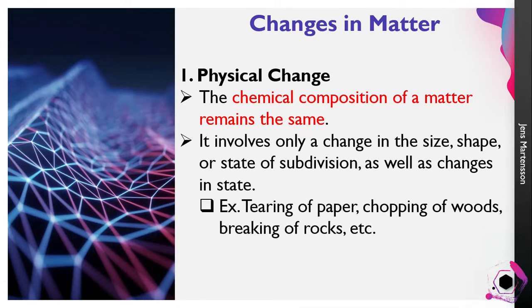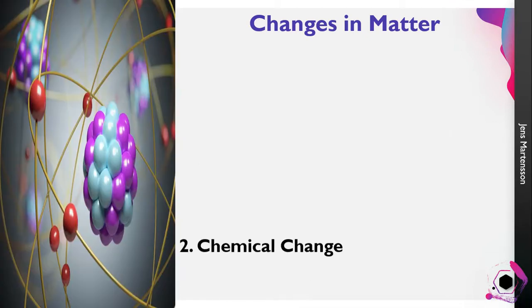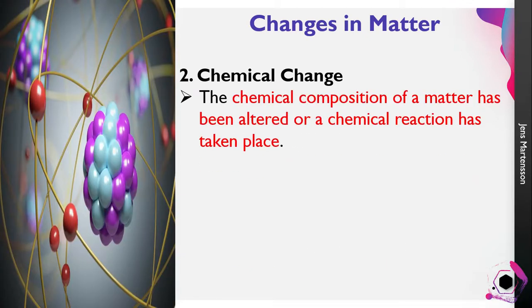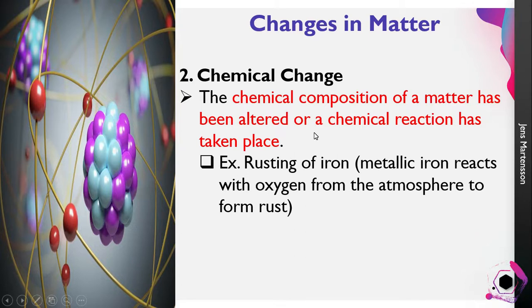Okay? And then we also have kini ang chemical change. So chemical change nag-involve na siya og change in the chemical composition sa isa ka matter in which it is caused by a chemical reaction. So chemical change, the chemical composition of matter has been altered or has been changed, or a chemical reaction has taken place. For example, kanang pag-form sa taya no sa kini ang bakal or rusting of iron, okay? So si iron nag-react sa oxygen nga nasa atmosphere to form rust or kanang taya. So nag-include na siya og chemical reaction, then this is considered as chemical change.